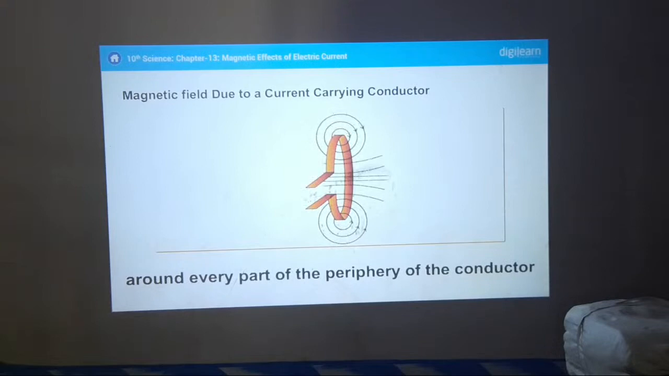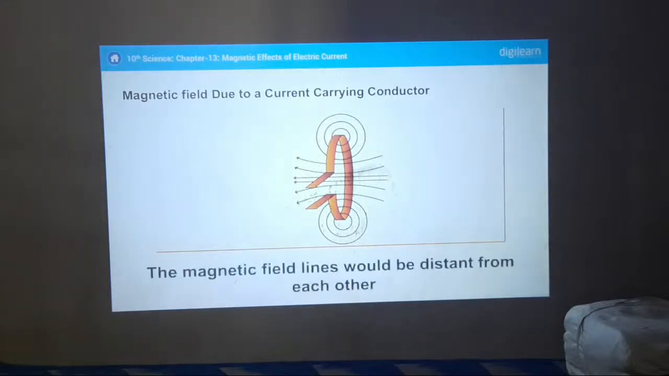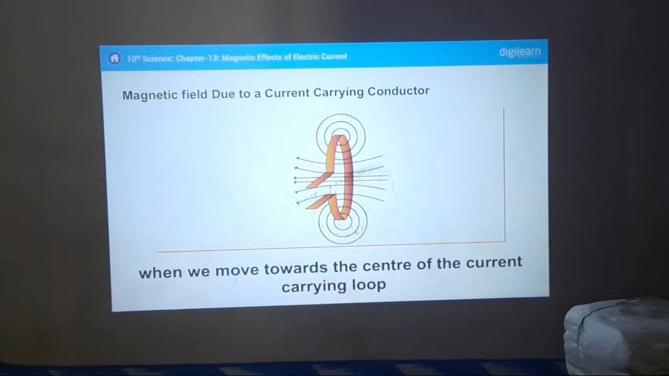Since magnetic field lines tend to remain closer when near the conductor, the magnetic field would be stronger near the periphery of the loop. On the other hand, the magnetic field lines will be distant from each other when we move towards the center of the current carrying loop. Finally, at the center, the arcs of big circles would appear as a straight line.